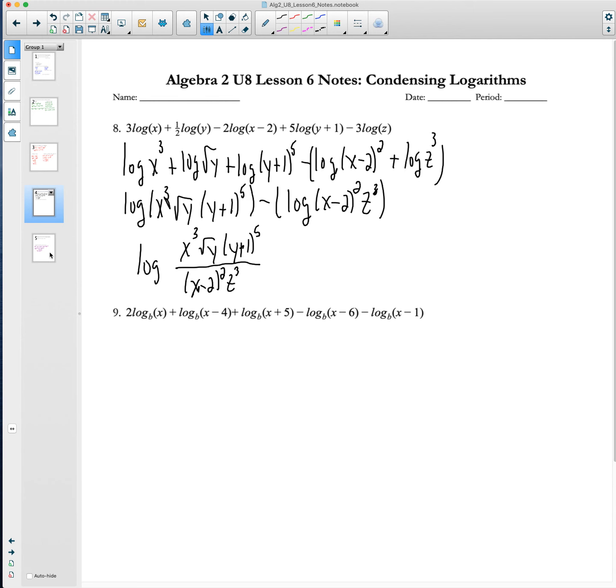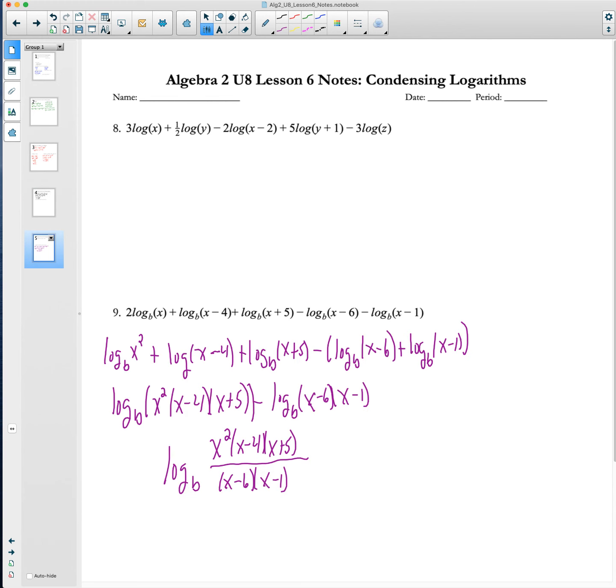All right, so this was a little simpler than number 8 in the fact that all my positive terms were first, all my negative terms were second. And so once again, taking that power rule and putting it back in on the first term gives us log base b of x squared, but none of the other terms had a power.